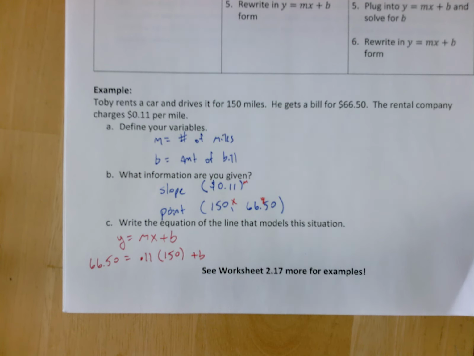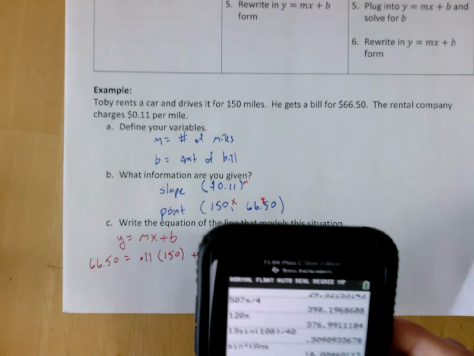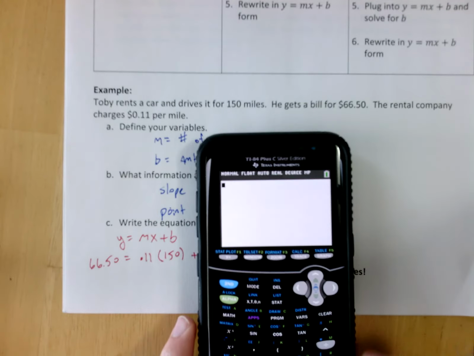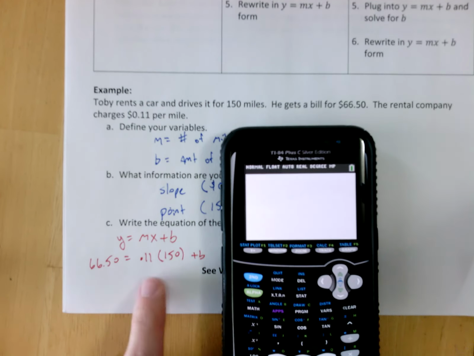Okay, so I'm pulling up my calculator. All right, so here's my calculator. It's my fancy phone calculator. All right, so I'm going to multiply the 11 cents times 150. So that's 16.50.